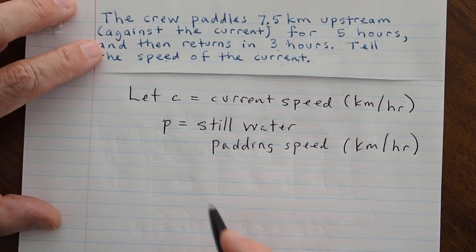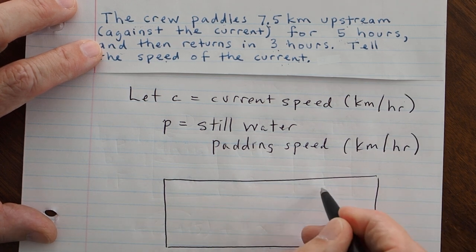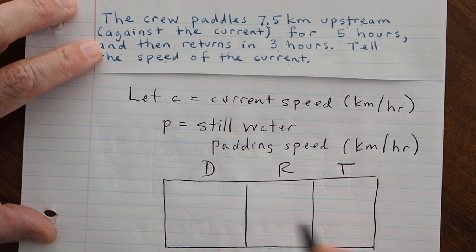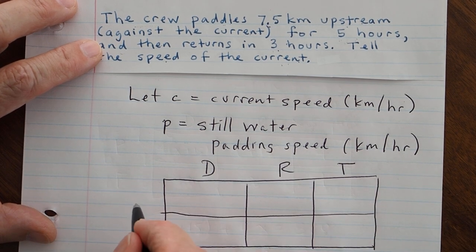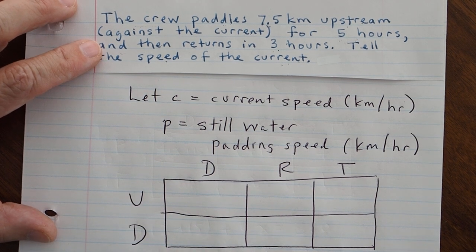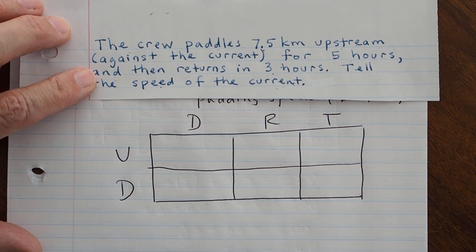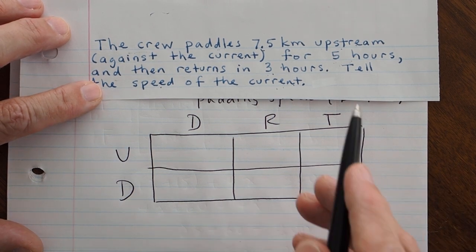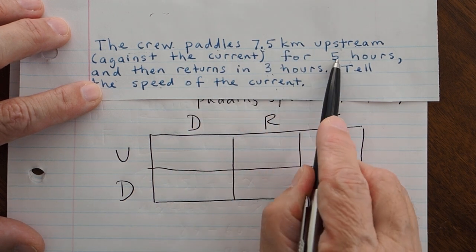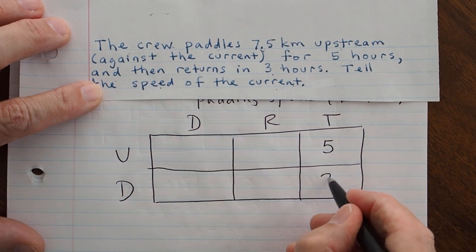Set up the chart next, and we've got this. Distance column, rate column, time column. Those are the 2 rows. A first leg mentioned in this problem is upstream and then downstream. Okay. Let's take information and fill it into the chart. The crew paddles 7.5 kilometers upstream against the current for 5 hours. I'll put 5 in there for time. And then returns in 3 hours.